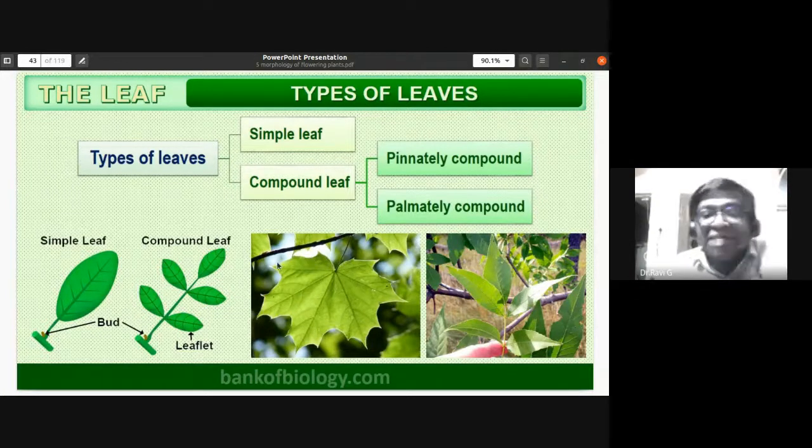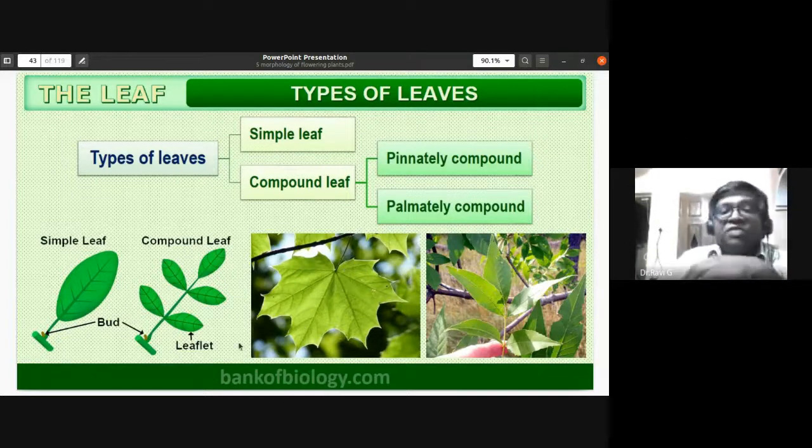Then here there is an example of a palmately shaped leaf. It is not a compound leaf, it is a palmately shaped leaf. Even in the case of castor plant and papaya plant, you can notice such palmately shaped leaves. The oak leaf is an example for that.